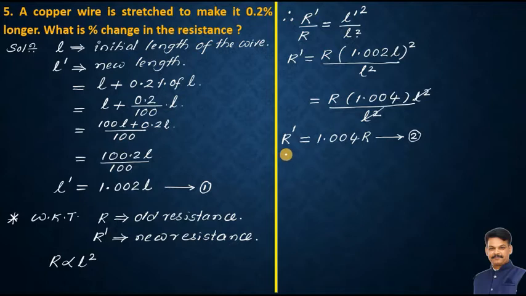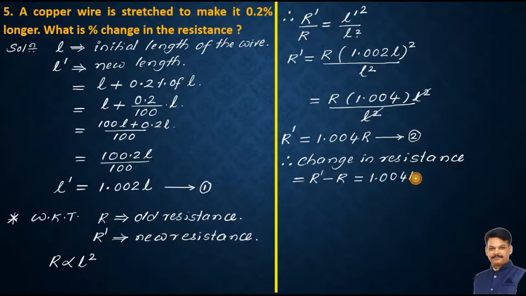Now they have not asked the old or new resistance, okay? They didn't ask the new resistance, but they have asked you what percentage change in the resistance has occurred, right? What percentage change? Be careful here. Therefore, first we have to calculate the change in resistance. Change in resistance can be given by R dash minus R, which is nothing but 1.004 R minus R, isn't it?